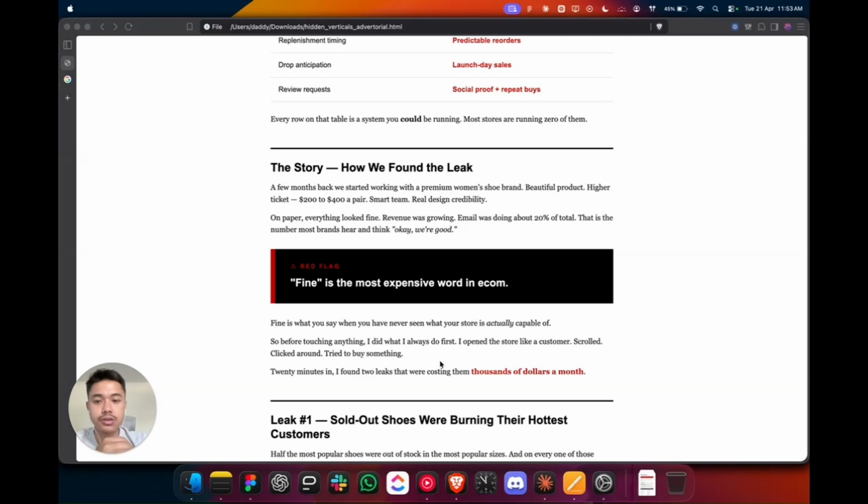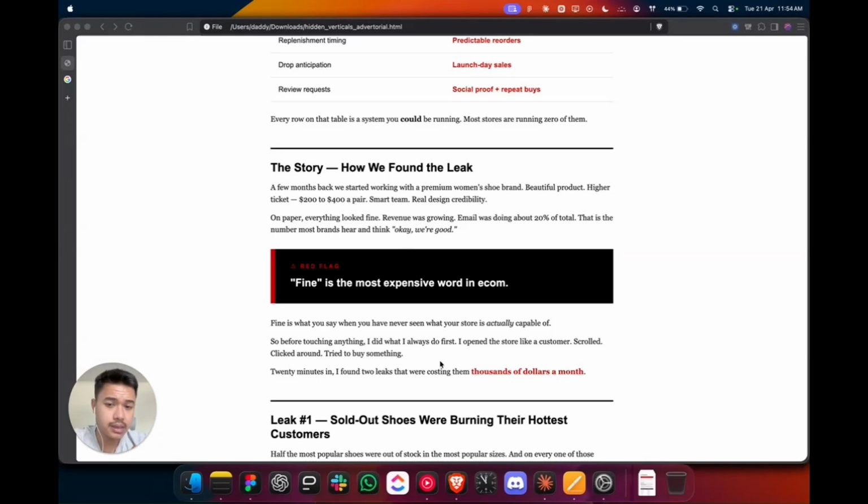But here's the harsh truth. Fine is the most expensive word in ecom. If you've been in the game for a long time, if you've experienced all of the things in ecom, then you probably know this already. Fine is what you say when you have never seen what your store is actually capable of. So if you are okay with whatever your store is doing right now and don't want more revenue added to it, then you should probably click out of this video and just run your store like you've been doing it. But if you want more revenue, if you want the store to not leak revenue out of these verticals, then you should probably continue watching this video.